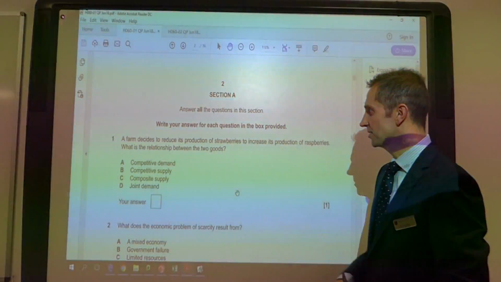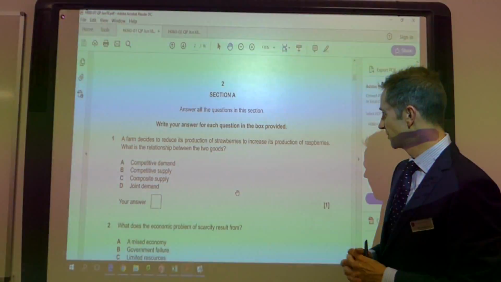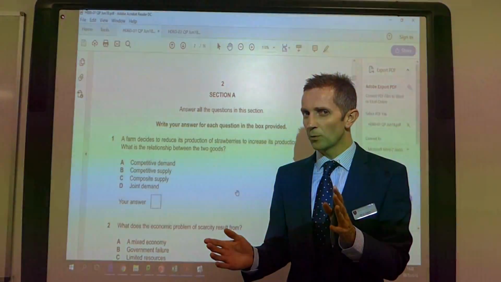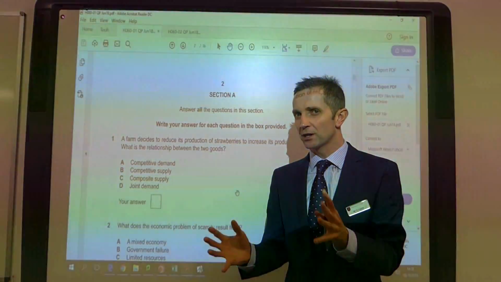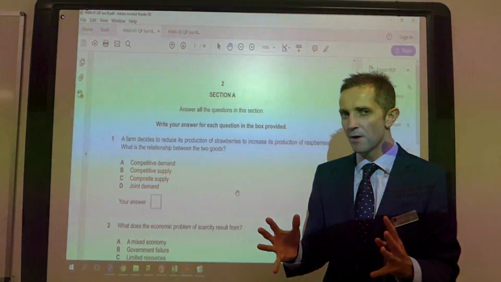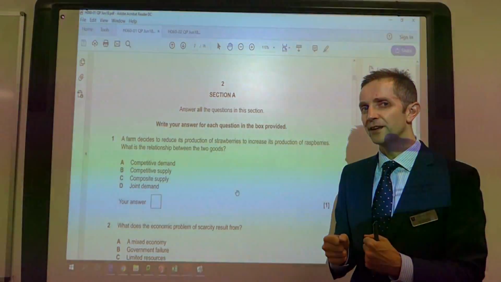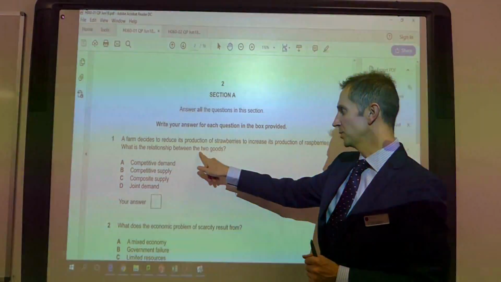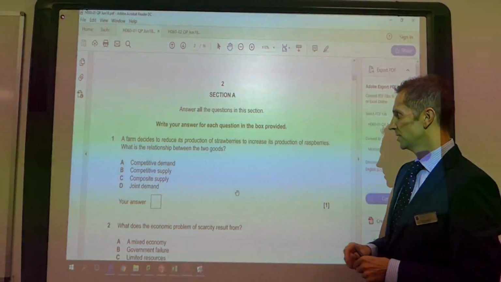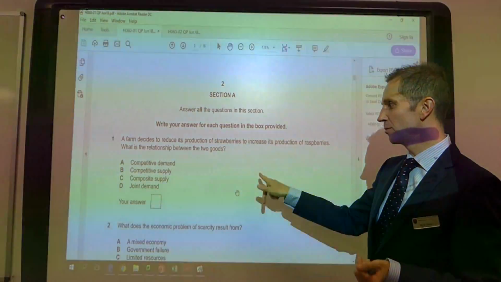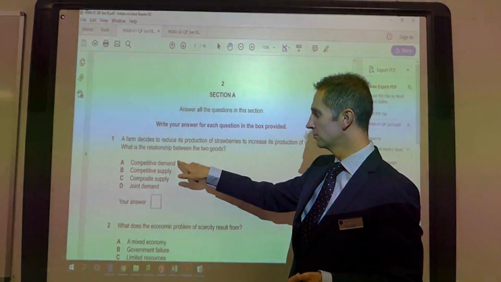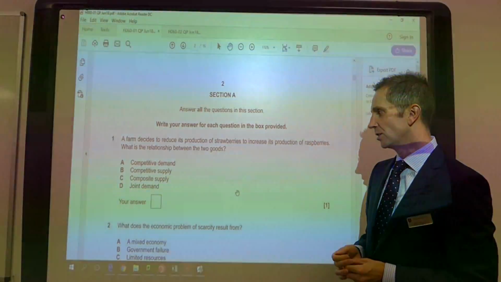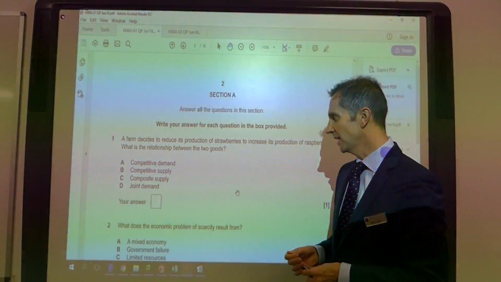So, a farm decides to reduce its production of strawberries to increase its production of raspberries. So immediately here we can sense that there's a little bit of a trade-off going on, in that you can't have more of both. They are in effect competing with one another. What is the relationship between the goods? So we know it's production, so therefore we know it's supply. So we can immediately rule out A and D. And then it's simply a question of, well, is it B or is it C?